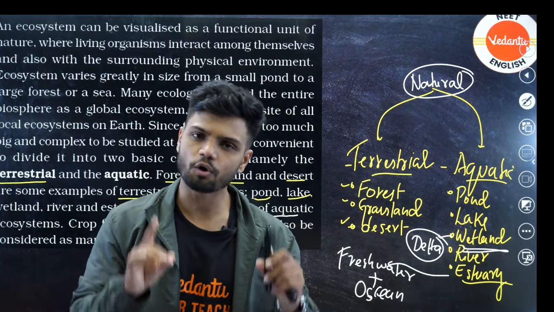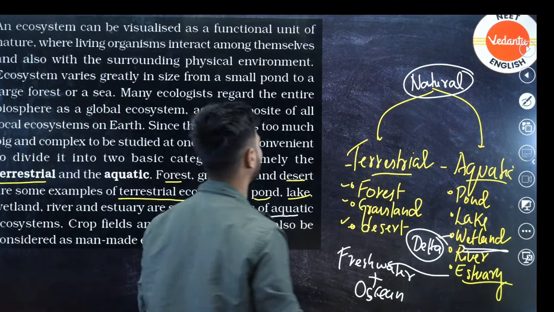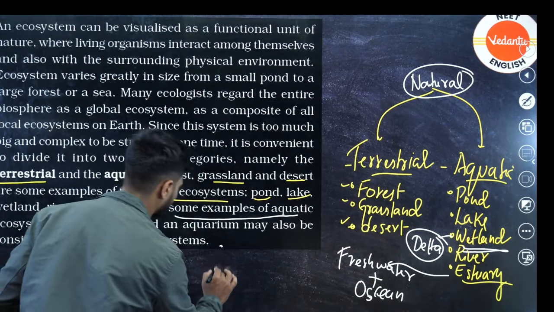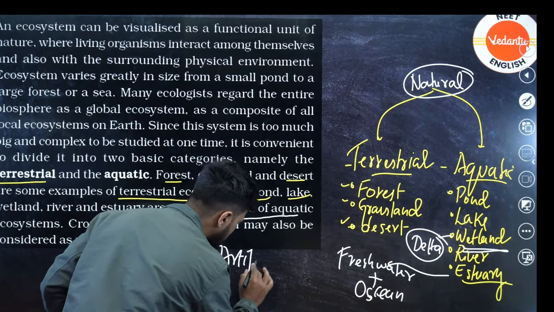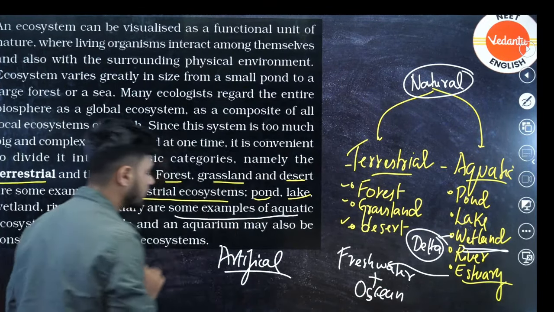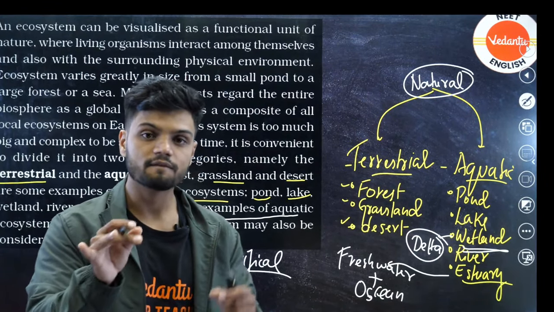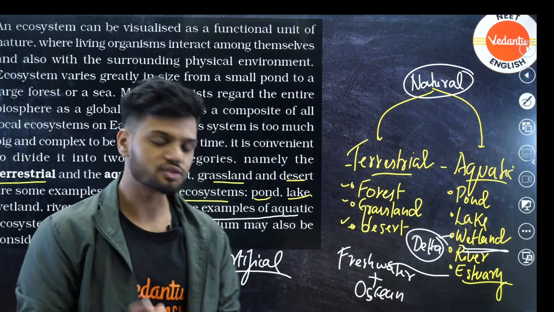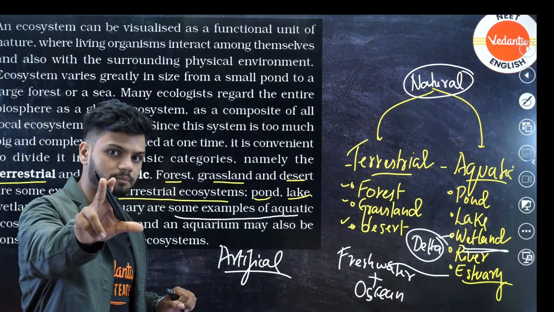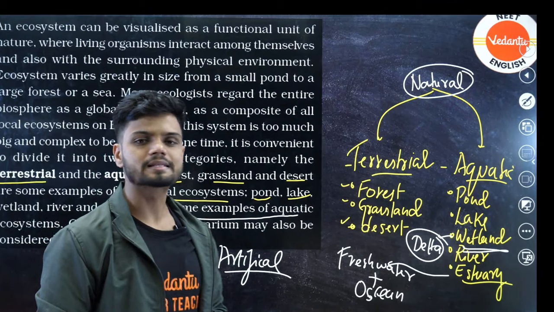Just like this, the other type of ecosystem is your artificial ecosystem. Now, what is the artificial ecosystem? Artificial ecosystem is a system which is human-made. Right? Now, what are the examples here?